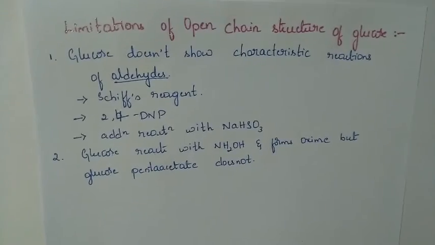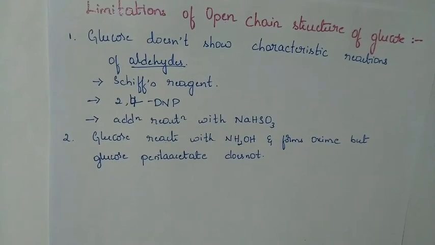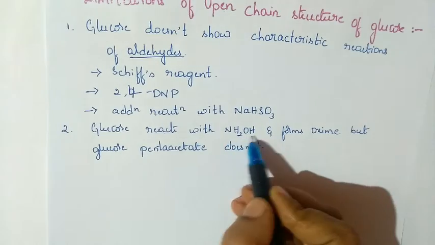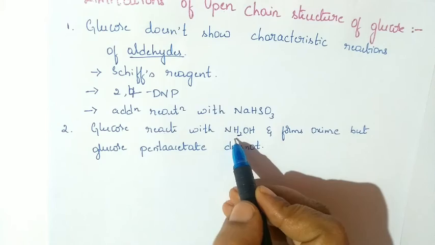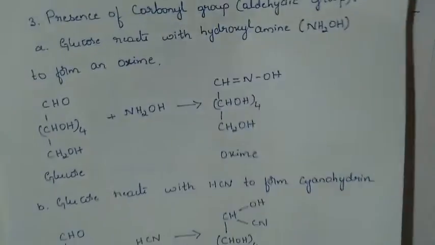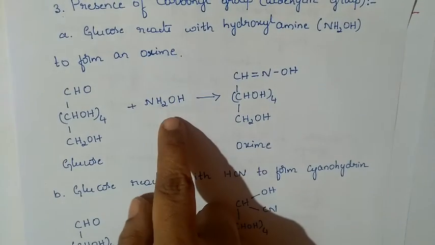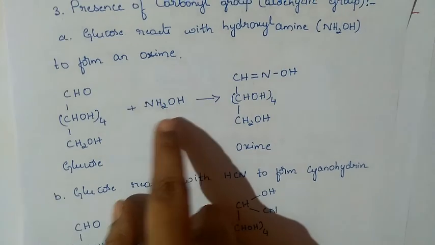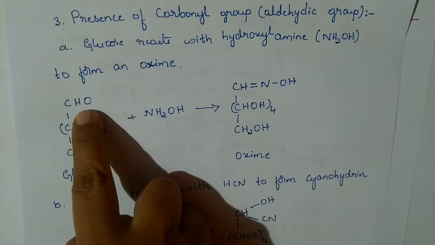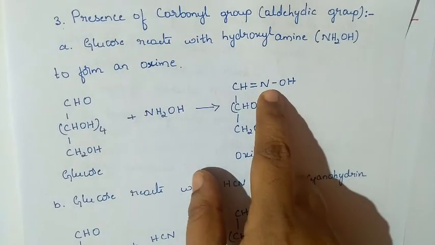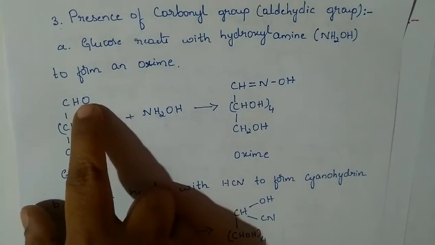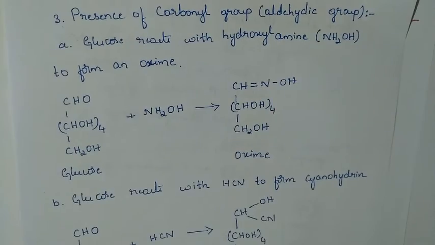This reaction we have already studied. If it has to form an oxime, an aldehydic group is a must. This NH2OH group is going to react with our aldehydic group. So hydroxylamine is reacting with glucose and forming an oxime. Because the aldehydic group is present, an oxime is being formed here.